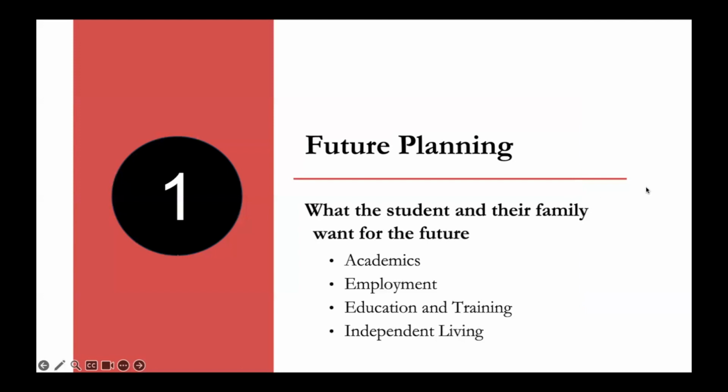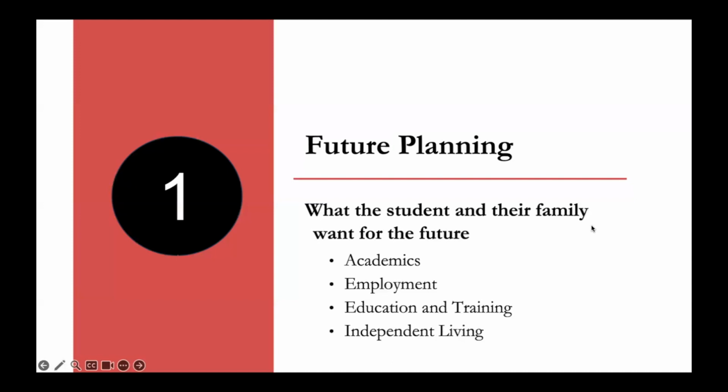Future planning is what drives transition planning, and begins the conversation for those students turning 14 during the life of the IEP and beyond. It is required to have parent, guardian, and student input to meet compliance requirements. It summarizes the student's skills and interests. It assists teams in planning for that student's future.